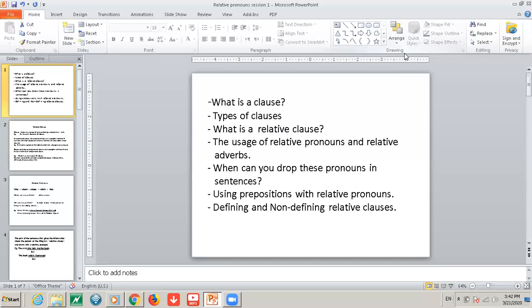By the end of this lesson, you will have learned how to use these words correctly when you speak and when you write. So when you are ready, we can begin.